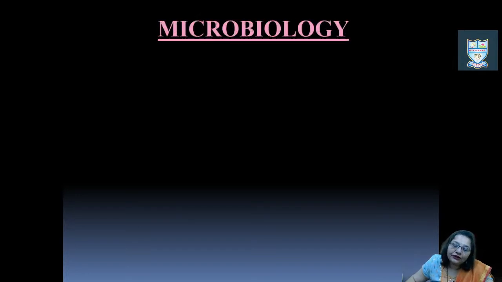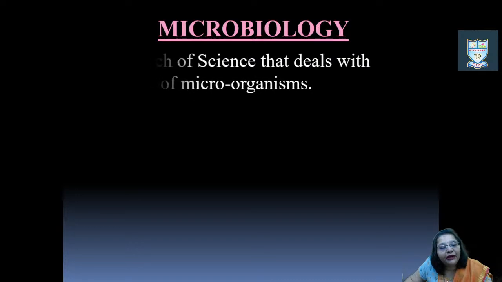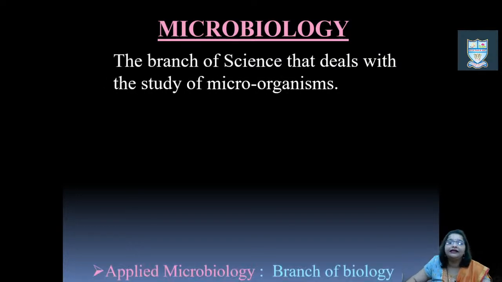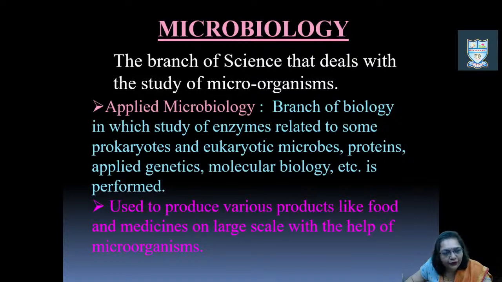We also saw what exactly microbiology is. The branch of science that deals with the study of microorganisms is known as microbiology. We also learned about applied microbiology, the branch of biology in which study of enzymes related to some prokaryotes and eukaryotic microbes, proteins, applied genetics, molecular biology, etc. is performed. We also saw that applied microbiology is used to produce various products like food and medicines on a large scale with the help of microorganisms.